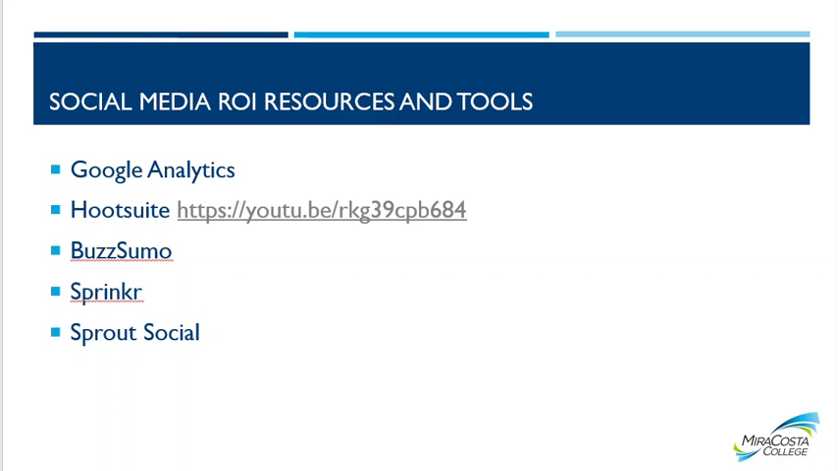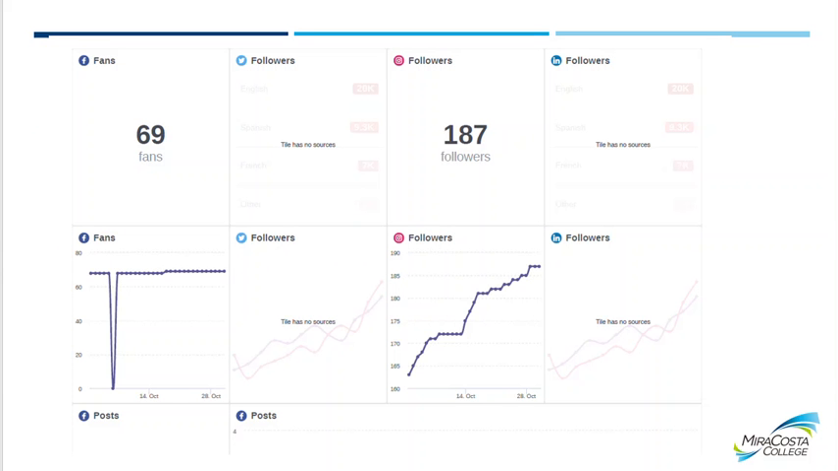So some resources and tools to do ROI is Google Analytics, Hootsuite, which here's a YouTube video you can watch on that, and here are a few other popular ones: BuzzSumo, Sprinklr, and Sprout Social. The majority of my clients just use the two top ones here. And here's a couple screenshots of what that looks like. So this is coming out of a Hootsuite account. These would be your reporting features, analytics.